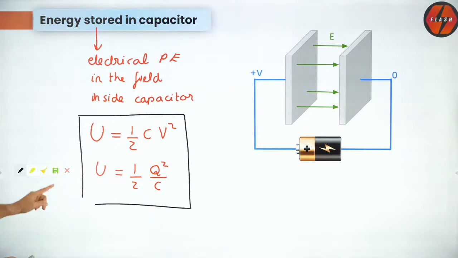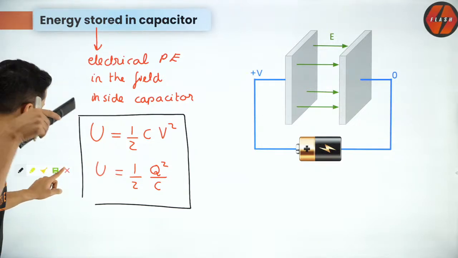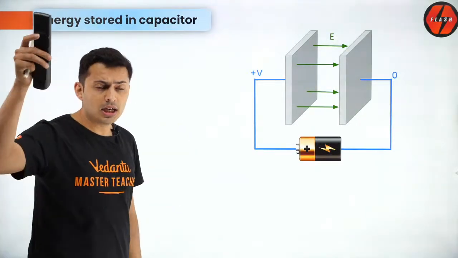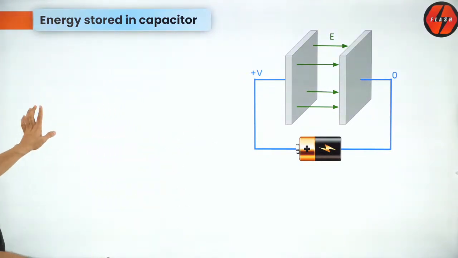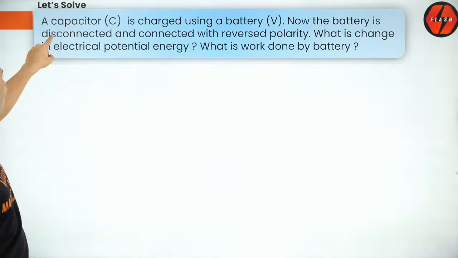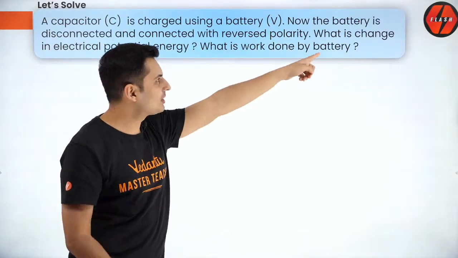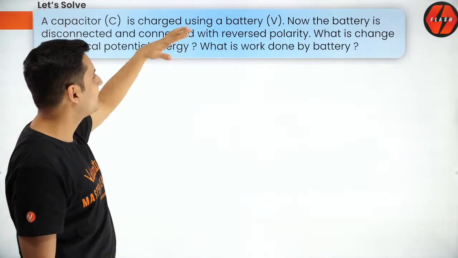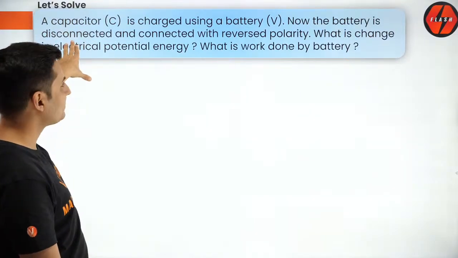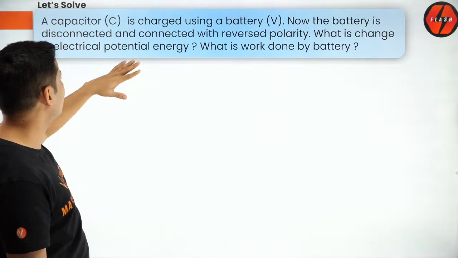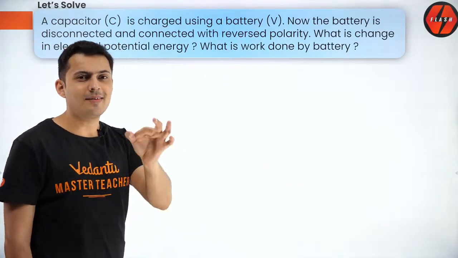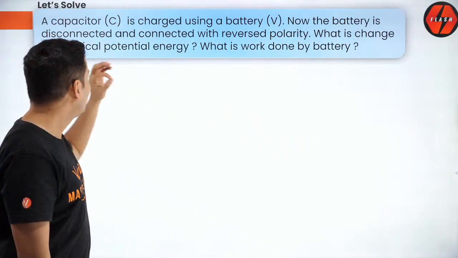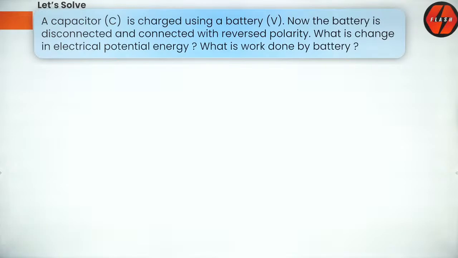Great. So remember this formula, guys. Let's do a question which is going to come up on your screen. Very important question for JEE, NEET, Olympiads, everything. Not many people get it, but I have already done the first part of the question with you. A capacitor is charged using the battery. The battery is disconnected and connected with reverse polarity. What is the change in the electrical energy stored, and what is the work done by the battery? Same question, just that I have asked you what is the work done by the battery and what is the energy stored change inside the capacitor.